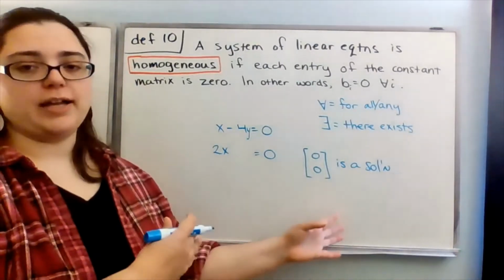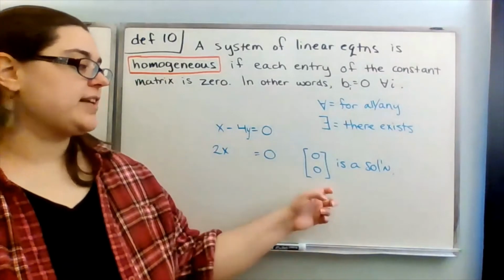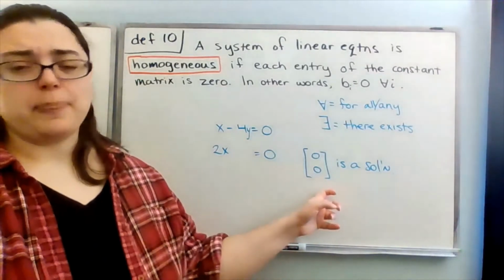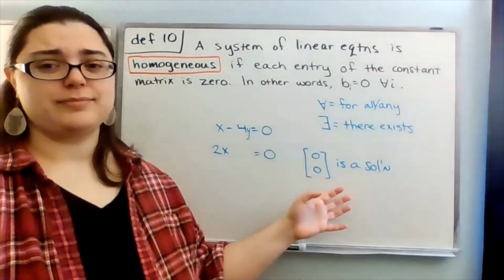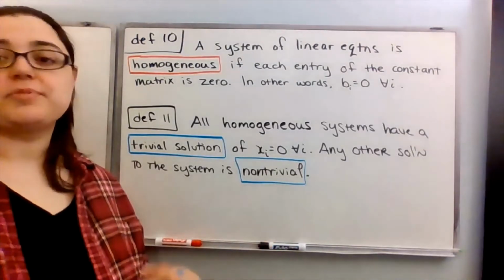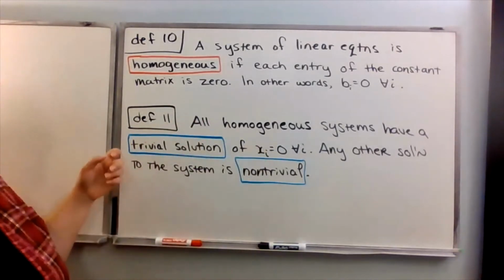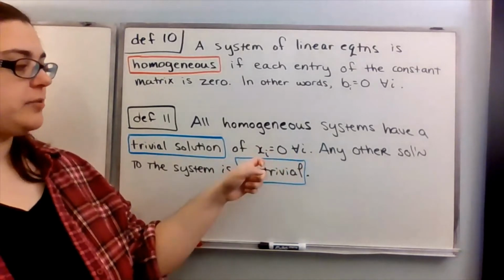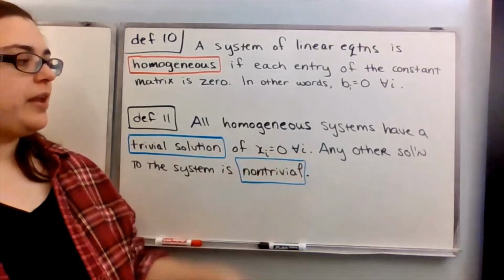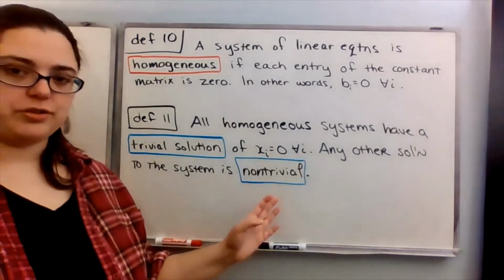So something we might be interested in is whether that's the only solution, or whether we can find other solutions. To help us do that, we're going to define what this kind of solution is, give it a name, and then give a name to those solutions that don't look like that. Here's our definition. All homogeneous systems have a trivial solution when each of the xi's is 0, so x_i is 0 for all of those i's. And any other solution to the system is going to be called non-trivial.